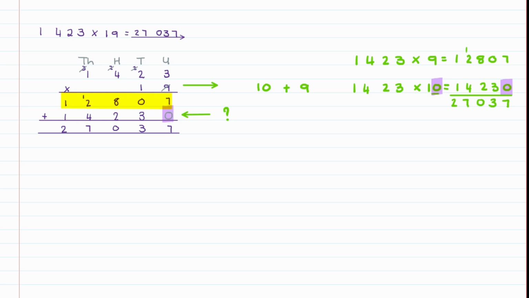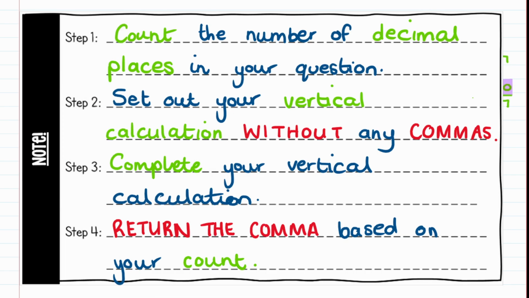So, before we learn how to multiply decimals, it's important to study the following steps. Firstly, you begin by counting the number of decimal places in your question. Second, set out your vertical calculation without any commas. Step 3, calculate your vertical calculation. And step 4, return the comma into your answer based on the count that you made in step 1. Let's take a look at some examples to see how this all works.